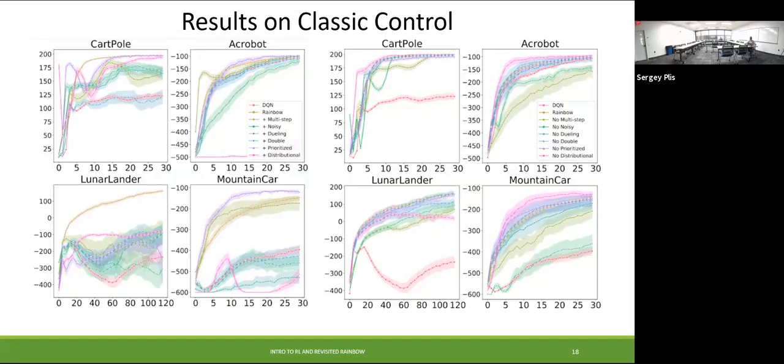So besides Lunar Lander, the rest is kind of like examples of the no free lunch theorem, because it's like some simple methods are best as well, right?